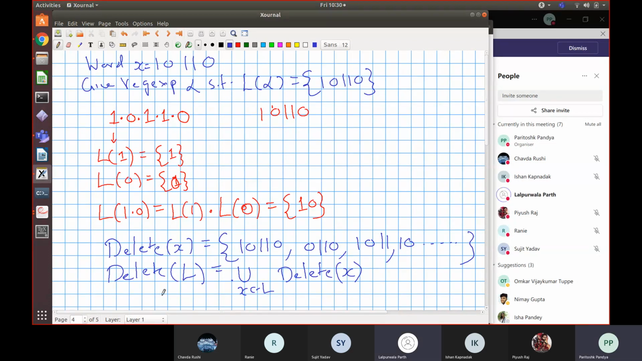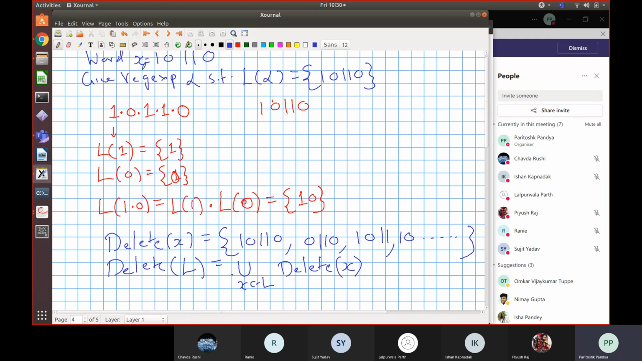Yes, sir. Right. But currently we are talking only about delete of this one word x which is given to you. Now my question is, what is the regular expression for delete of x?